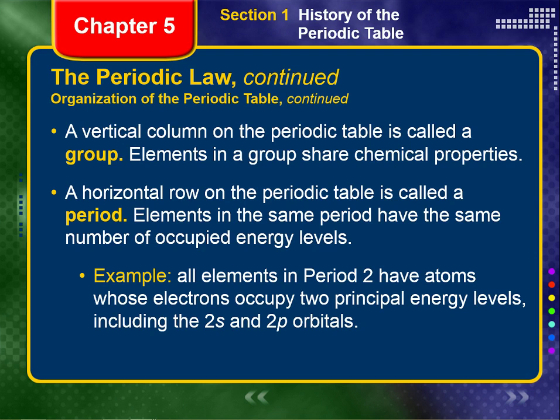So a vertical column in the periodic table is called a group. We've already mentioned that. And elements in a group tend to share chemical properties because they have the same number of valence electrons. A horizontal row on the periodic table is called a period, like we've already noted. Elements in the same period have the same number of occupied energy levels because they're all in the same main energy level, the N value, the principal quantum number. For example, all elements in period 2 have atoms whose electrons occupy 2 principal energy levels, N equals 1 and N equals 2, and they may or may not have electrons in the 2s or 2p orbitals.